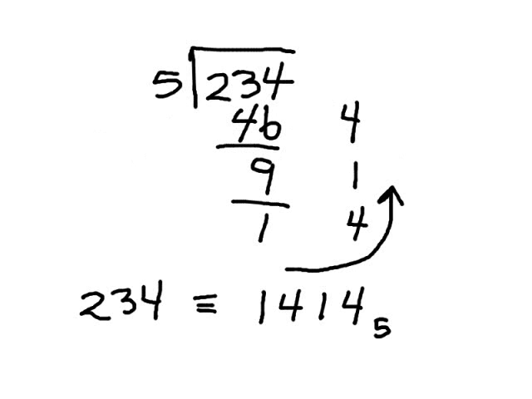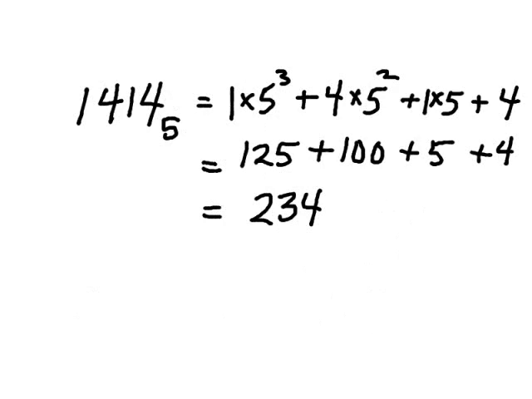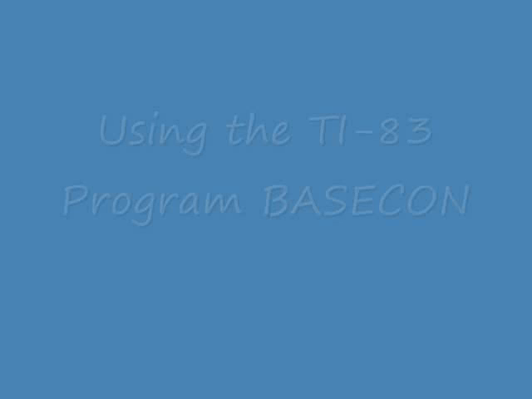Our book shows us a different way of converting. 234 in base 10 can be converted by successive divisions by 5. The remainders taken in the reverse order also form 1 4 1 4 base 5. We can expand 1 4 1 4 base 5 back to base 10 by writing it in expanded notation. Here we have 125 plus 100 plus 5 plus 4.